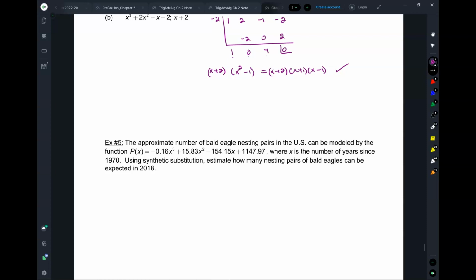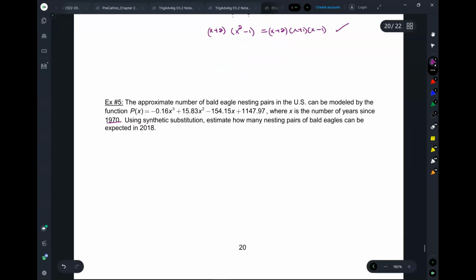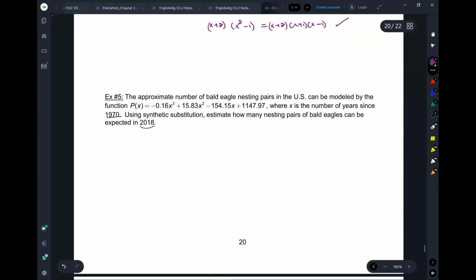Okay, next one. The approximate number of bald eagle nesting pairs in the US can be modeled by the function p of x, where x is the number of years since 1970. That's important, right? 1970 is t equals 0. Using synthetic substitution, estimate how many nesting pairs of bald eagles can be expected in 2018. All right, so we started at 1970, now it's 2018. So how much is t or x? It's 48. So what I want now, right, since it's p of x, x is the number of years. Now x is 48. So basically I want p of 48.